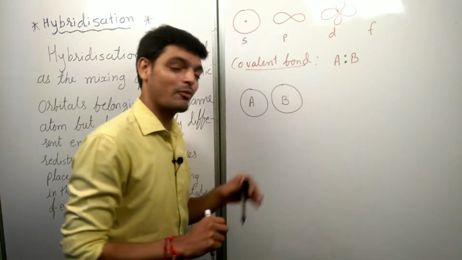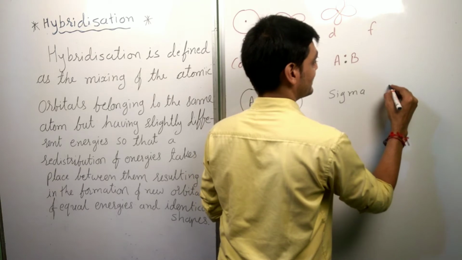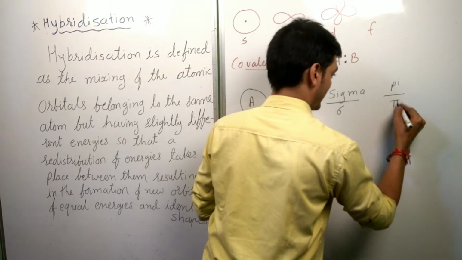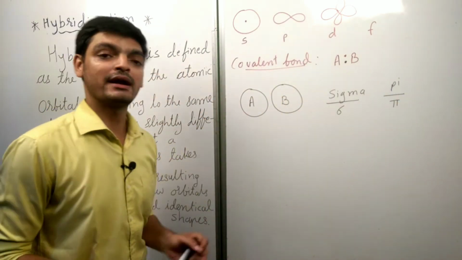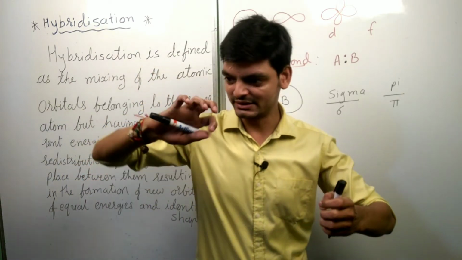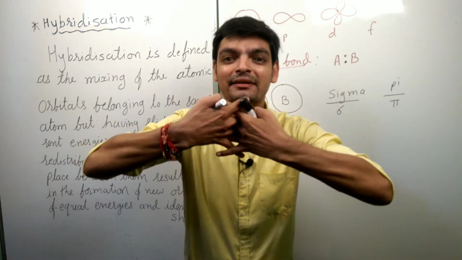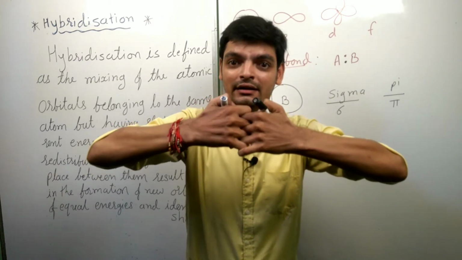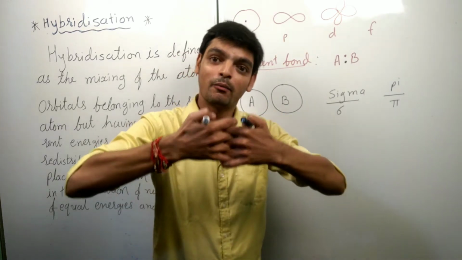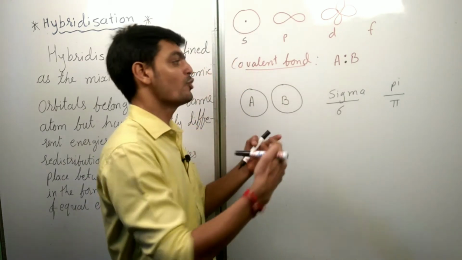Now, in a covalent bond there are two types: the sigma bond and the pi bond. These types depend totally on the type of overlapping. If the orbitals are overlapping like this, totally intermixed within each other, then the bond formed is called a sigma bond. We can also say it is end-to-end overlapping.